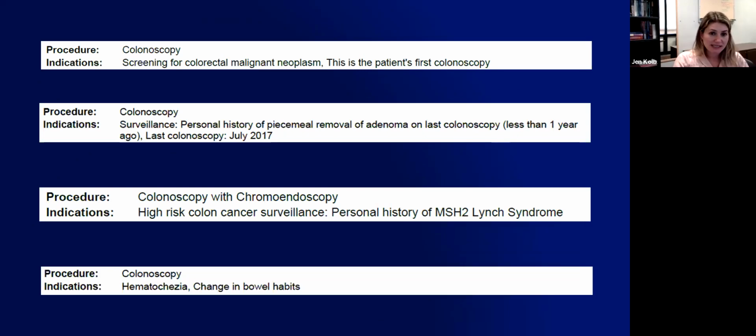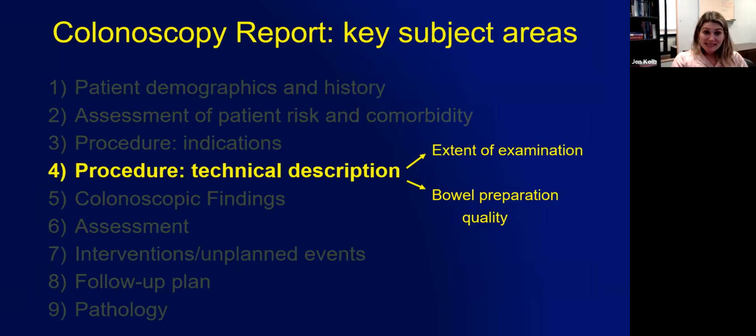The second one is an example of surveillance: the last colonoscopy was in 2017, and they had a piecemeal removal of an adenoma. So we get the type of polyp, and we get the way it was removed. The third one is a high-risk patient; they have a genetic syndrome. And the last one is a diagnostic exam: this is a patient who's having bleeding and a change in bowel habits, so it's a diagnostic procedure. Just some examples, okay?